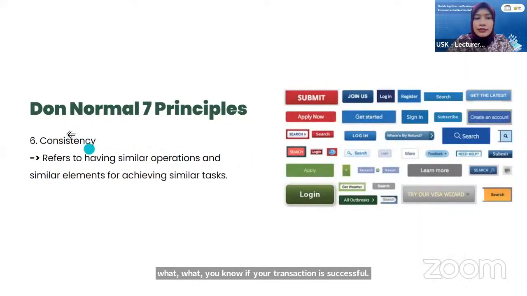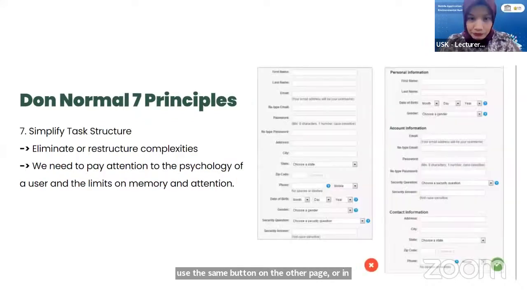And then consistency, it refers to having similar operations. This is an example: when you use one button like this, maybe submit, you need to use the same button on the other pages or in other interactions.